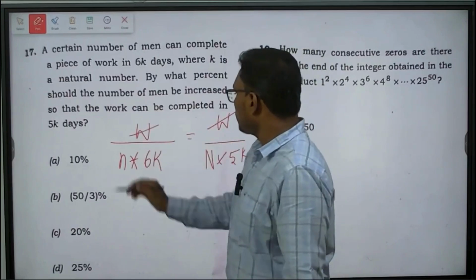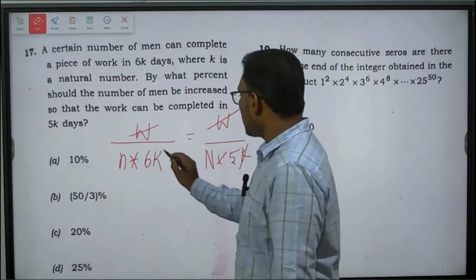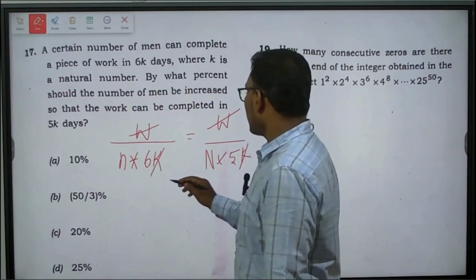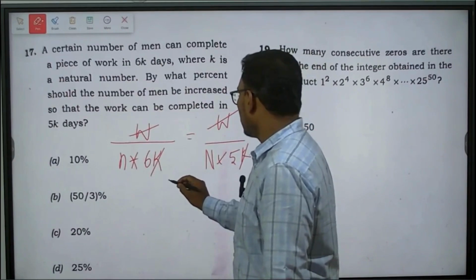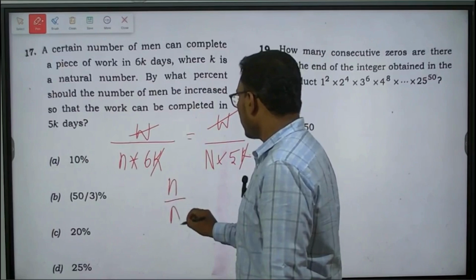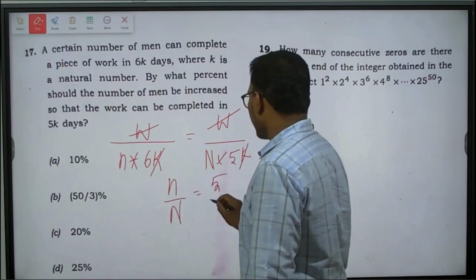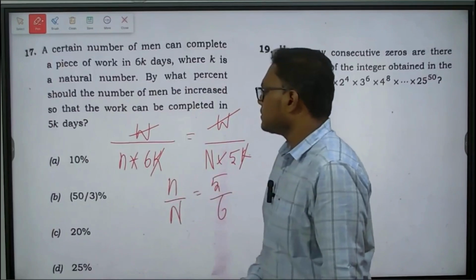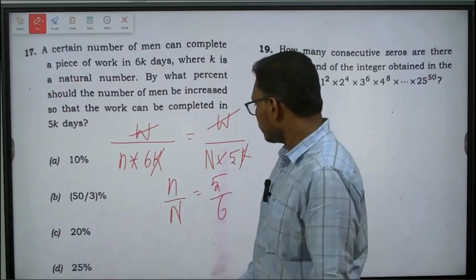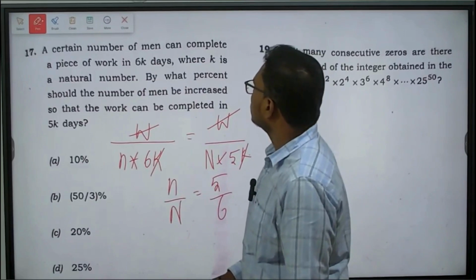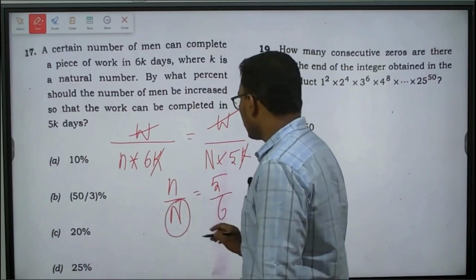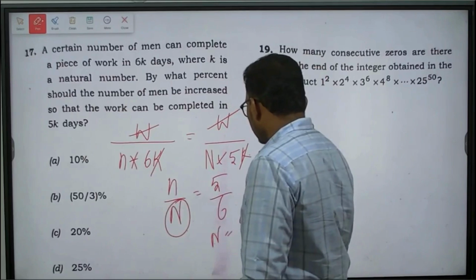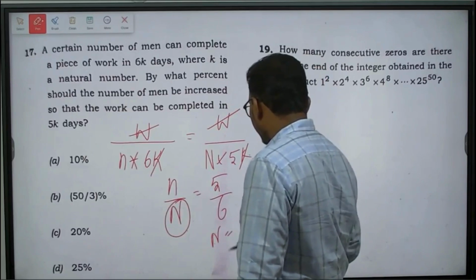So your W will get cancelled, your k gets cancelled. Now what will happen is small n by capital N is 5 by 6, which means your new capital N is 6 times small n by 5.